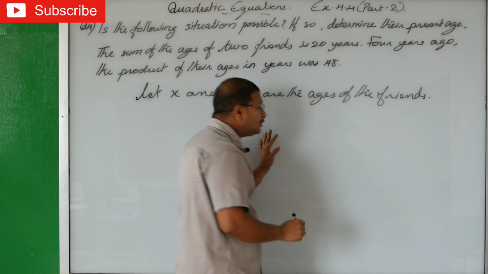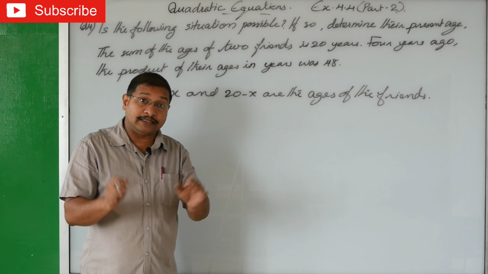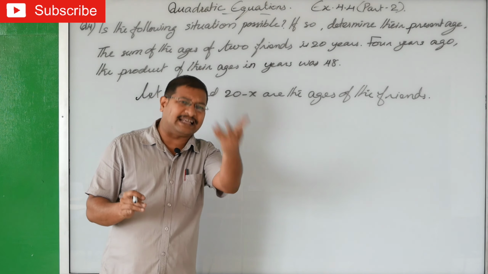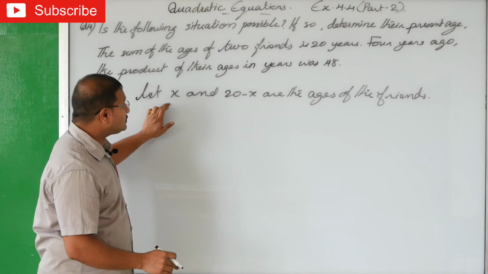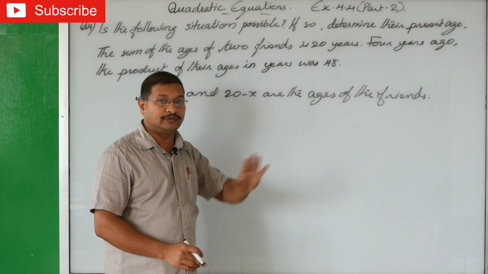Because if one of the friends' ages is x, their sum is 20. So for the next one, what will you do? 20 minus x. That means x and 20 minus x are the ages of the friends.